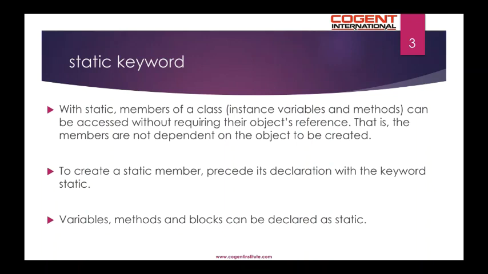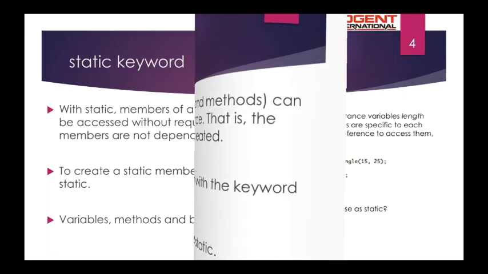With static, members of a class, like the instance variables and the methods, can be accessed without requiring their object's reference. That is, the members are not dependent on the object to be created. To create a static member, precede its declaration with the keyword static. Variables, methods, and blocks can be declared as static.